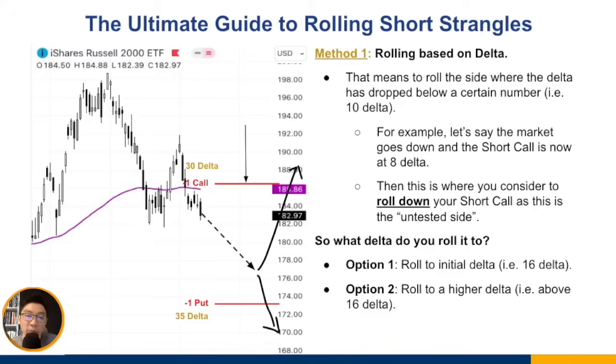But of course, if the market doesn't go up and it continues going down, then rolling to 30 delta would be the better move because you actually collect more credit. So it actually helps to reduce your overall risk.